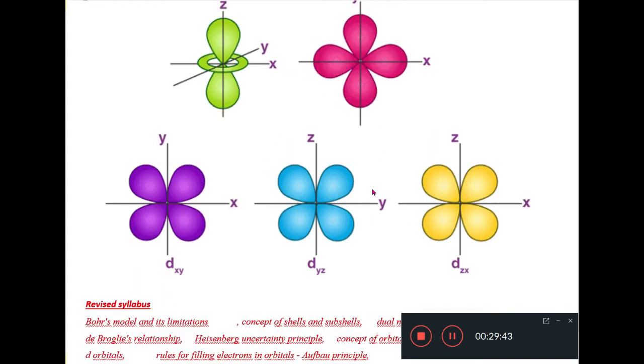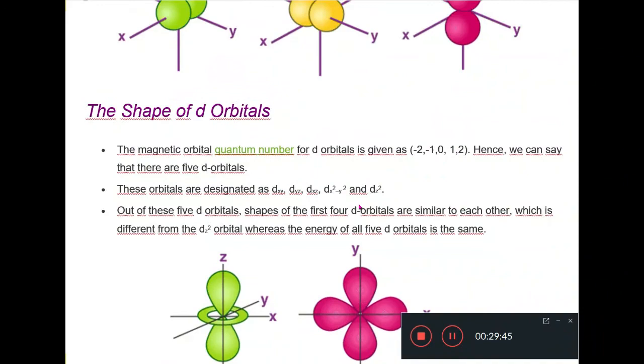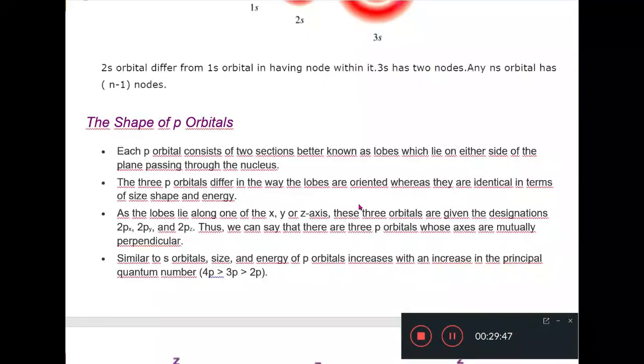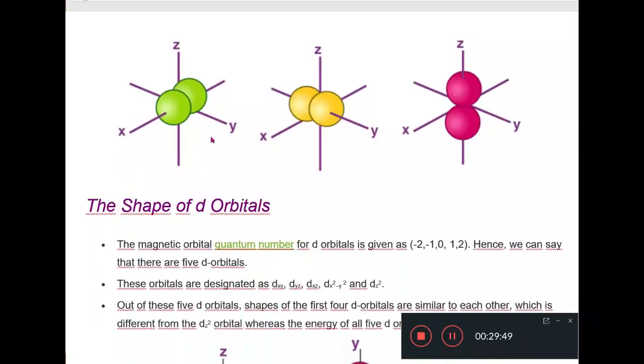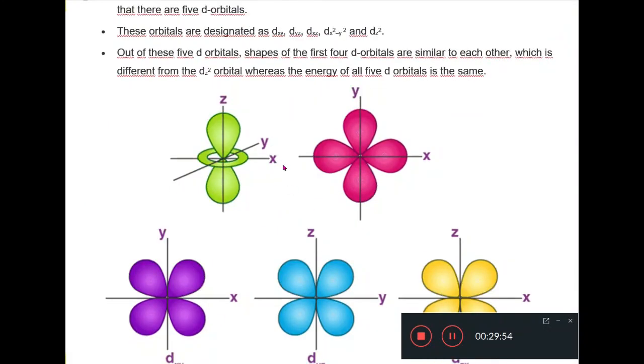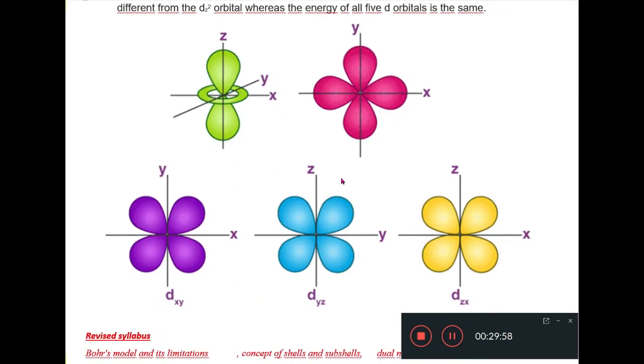So these are the shapes of orbitals. The s orbital is spherical, okay? The p orbital is dumbbell shaped having 2 lobes. The d orbitals have 4 lobes, or we say double dumbbells.